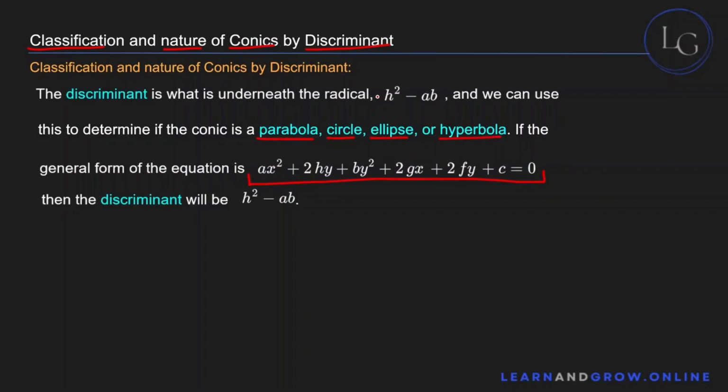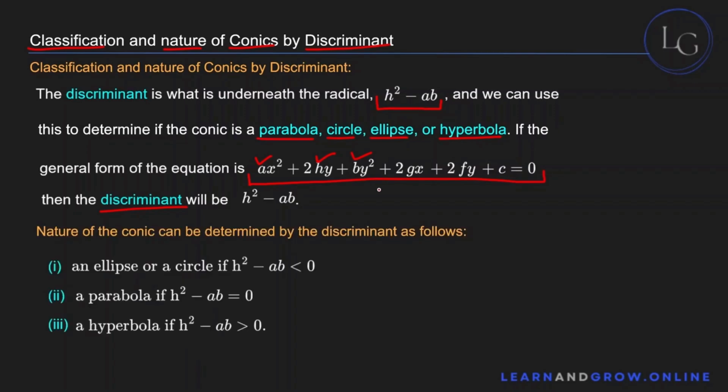In that case, you use the discriminant. Basically, it's h square minus ab. That will be the discriminant. And this h is this one, this a is this one, and this b is this one. Once you have these values from the general equation, you can determine if it's a parabola, a circle, an ellipse, or a hyperbola. Basically, if the discriminant is less than 0, it's either an ellipse or a circle.